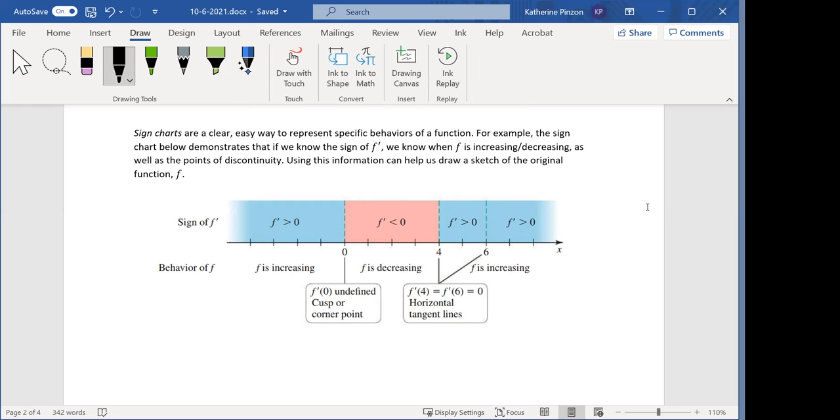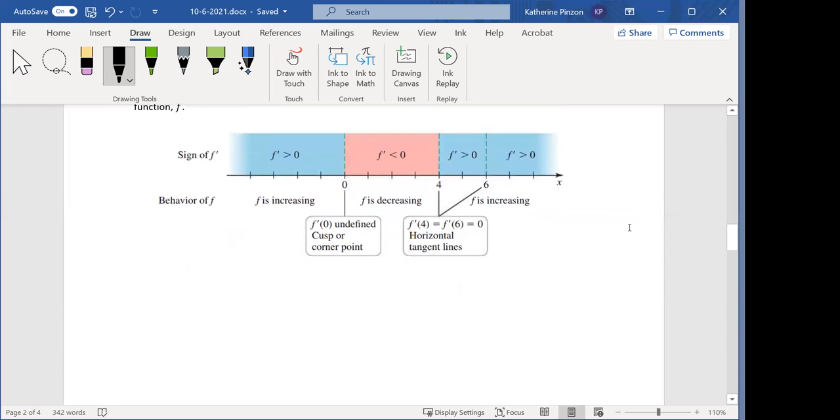This should look very familiar because this is the sign chart from the example we did on Monday, where we had to draw that picture, okay? So it's increasing. If you look back at your summary chart today, it's increasing up until 0. It's decreasing from 0 to 4, and it's increasing afterwards. If you remember the example from Monday, they also gave us the information that f prime of 0 was undefined. So we needed a cusp or a corner there, and that at 4 and 6, it was flat points. So from this sign chart, we drew a graph that looked like this.